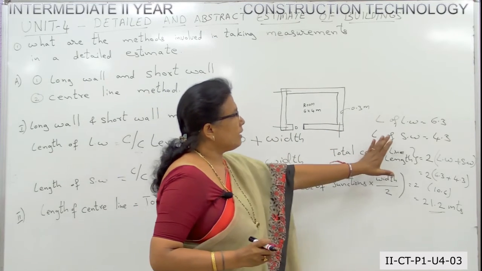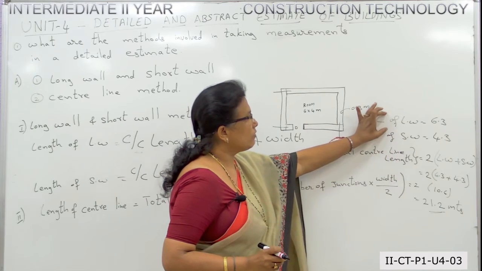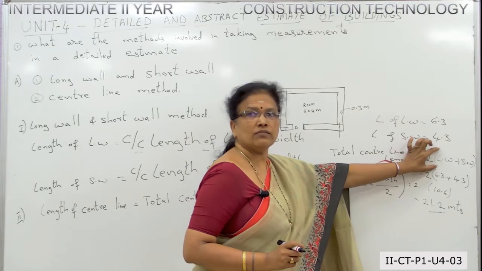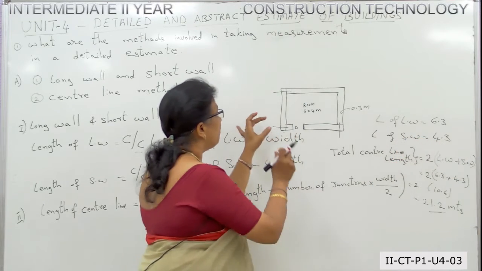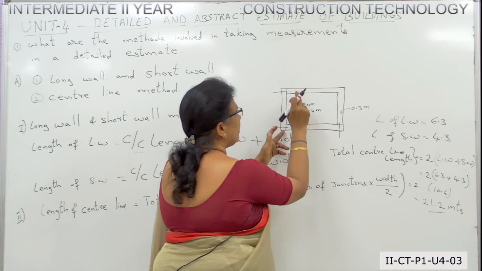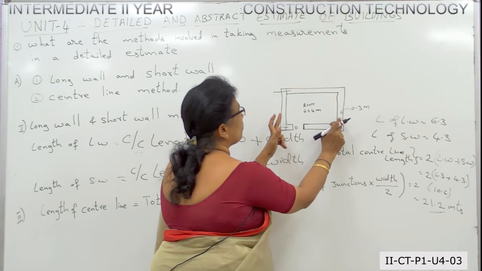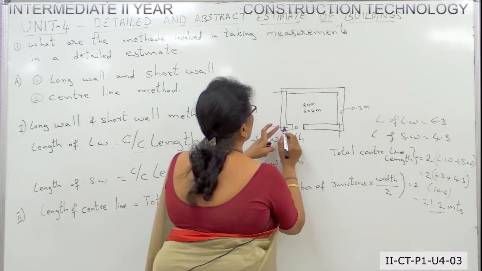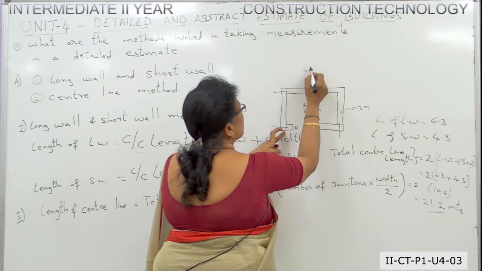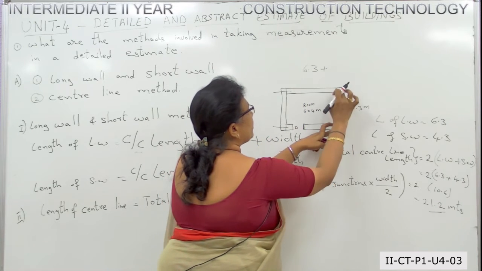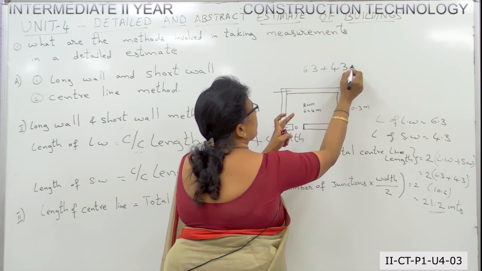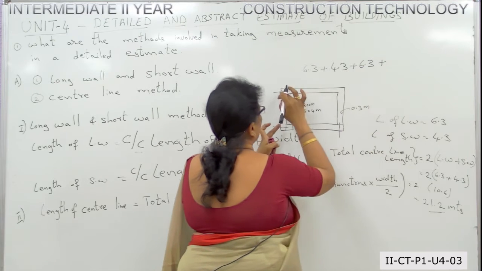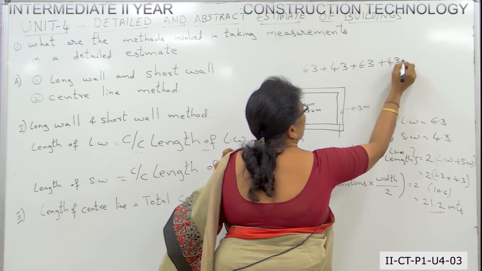This is in the form of a formula. Length of the long wall, length of the short wall. You are taking twice the long wall and twice the short wall because there are two long walls, number 1 and number 2, and short walls, this is 1 and this is 1. But let me explain how you got this. From here to here, how much is it? 6.3. And from here to here, it is 4. From here to here, it is 6.3 plus from here to here, it is 4.